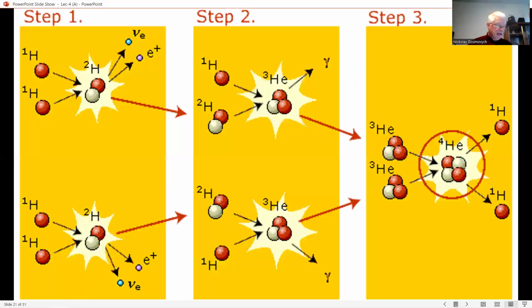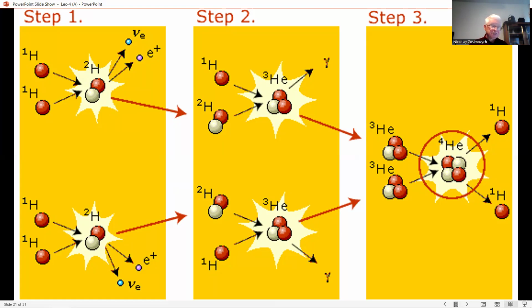Hydrogen fusion in the sun proceeds in three steps known as the proton-proton chain. The first step in the chain combines two hydrogen nuclei to produce a heavy hydrogen nucleus called deuterium. The second step forms light helium, and the third step combines the light helium nuclei to form normal helium.